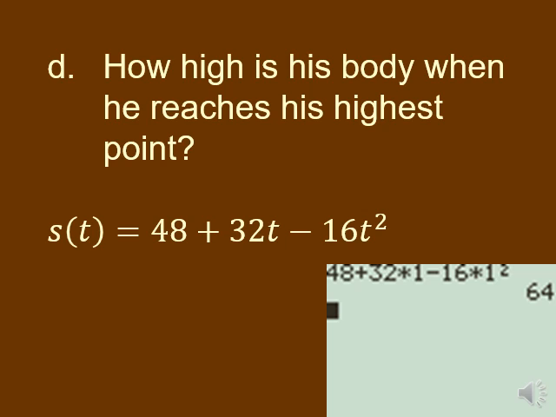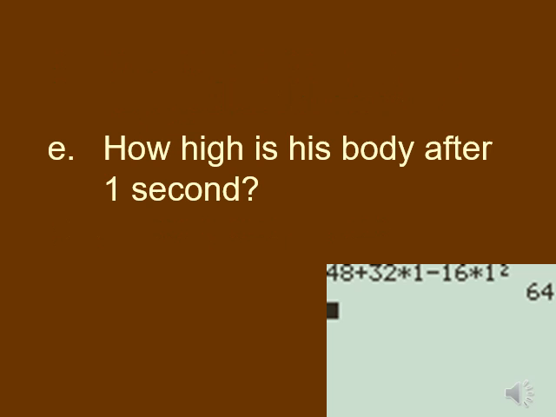The next question is how high is his body when he reaches his highest point? Well, we just figured out that we reach the highest point at 1 second. How high is a position? So I just take that 1 and I plug it into the original function because original gives me position. And you can see we end up with 64 feet off the ground. Well, part E is really asking the same question in a different way, because it says, how high is the body after 1 second? Well, that's the same as how high is his body at its highest point, and so I just again plug in 1 into the original, we get 64.